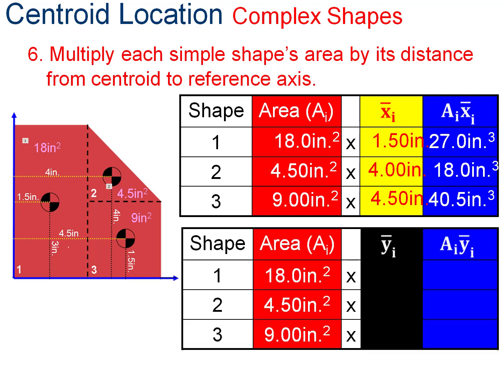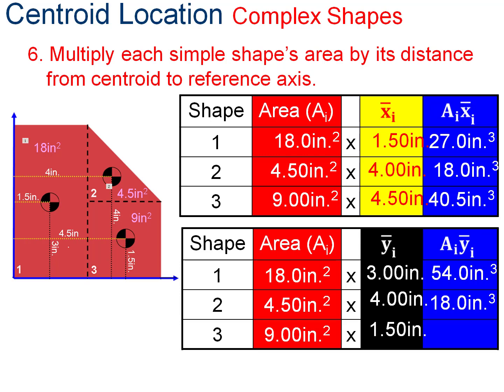All right, let's do it for the Y locations. And you'll notice the areas didn't change, so I just filled those in. But Y for 1 is 3 inches, 54 cubic inches. For shape 2, Y is 4 inches, 18 cubic inches. And for Y sub 3, 1.5 inches up for 13.5 inches.